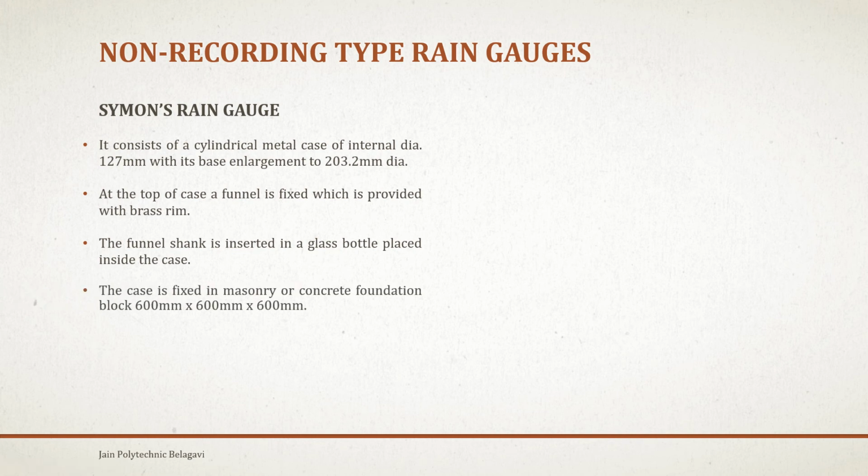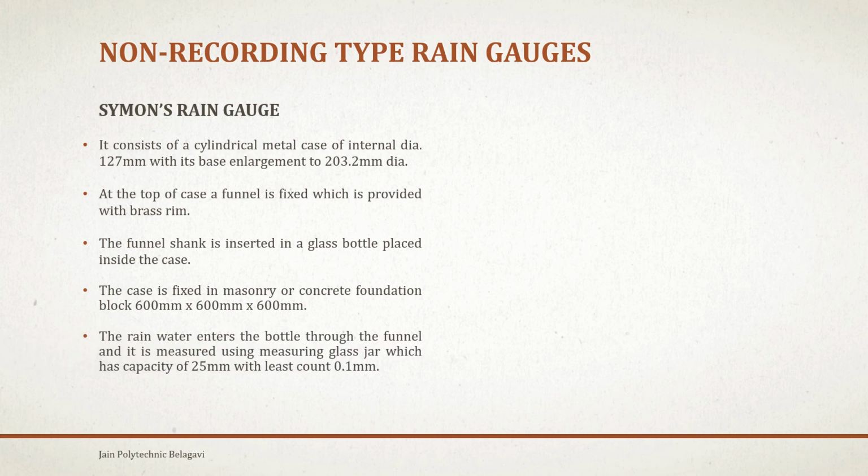This funnel shank is inserted in a glass bottle placed inside the case. The case is fixed in a masonry or concrete foundation block of size 600 by 600 by 600 mm. The rainwater enters the bottle through the funnel and is measured using a measuring jar. It is a glass jar with a capacity of 25 mm and a least count of 0.1 mm. The rainfall observations are taken daily at 8:30 am, that is, in the morning they collect the data on how much rain has occurred.